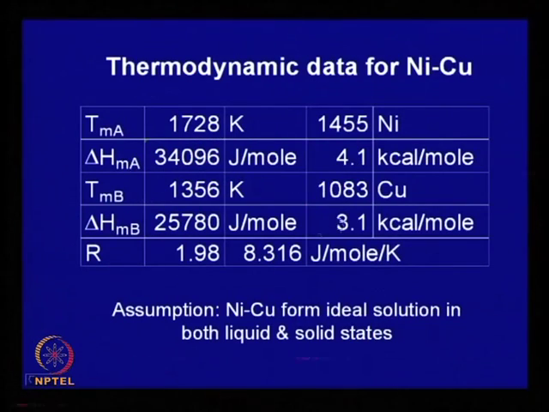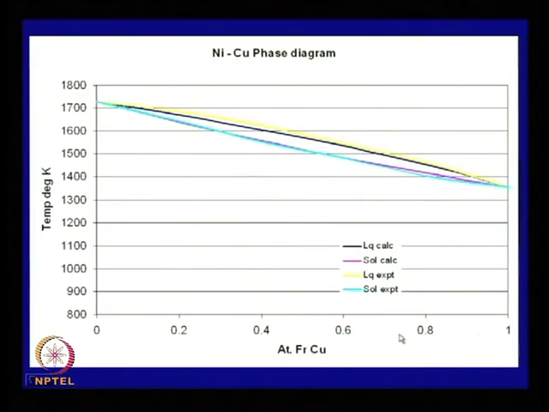melting, and this is the enthalpy change during melting, or latent heat of melting, for copper, and this is the universal gas constant R. And we make an assumption that nickel and copper form an ideal solution in both liquid and solid state. Using this, we calculated the phase diagram, and here it looks like this.